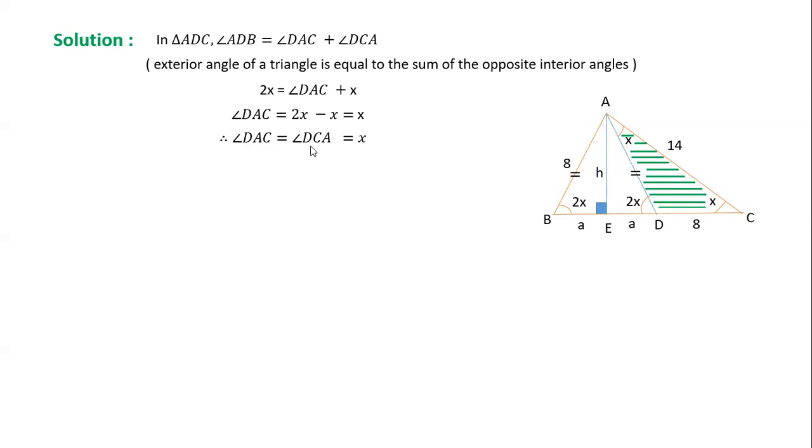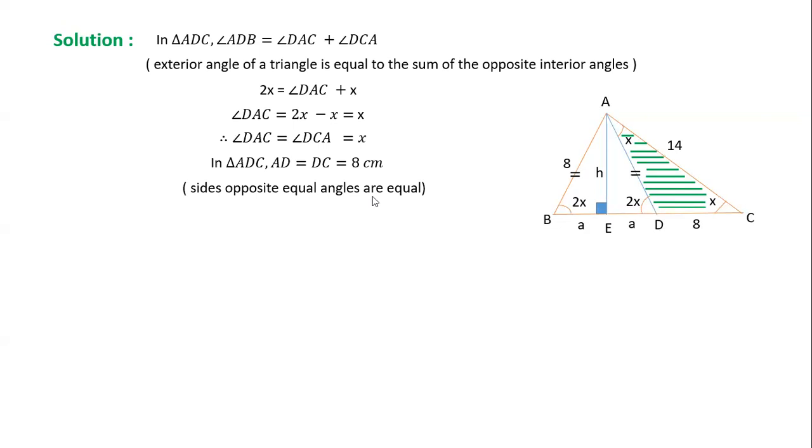DAC and DCA both are x, and therefore in this triangle AD must be equal to DC, which is also equal to 8, because AD is equal to 8. These two are equal, 8 and 8, and these angles are equal. Therefore, DC is also 8 centimeters. Sides opposite equal angles are equal.